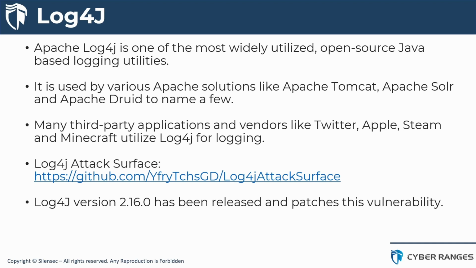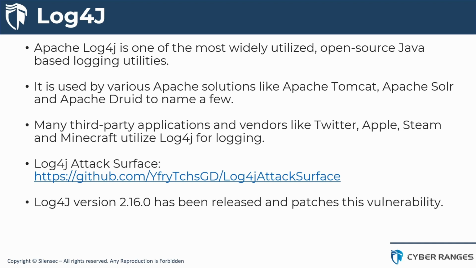Apache Log4j is one of the most widely utilized open source Java-based logging utilities. It is utilized by various Apache solutions like Apache Tomcat, Apache Solr, and Apache Druid, to name a few. Many third-party applications and vendors like Twitter, Apple, Steam, and even Minecraft utilize Log4j for logging. More information about the actual Log4j attack surface can be found on the GitHub repository linked to this slide, more of which we'll actually be exploring.